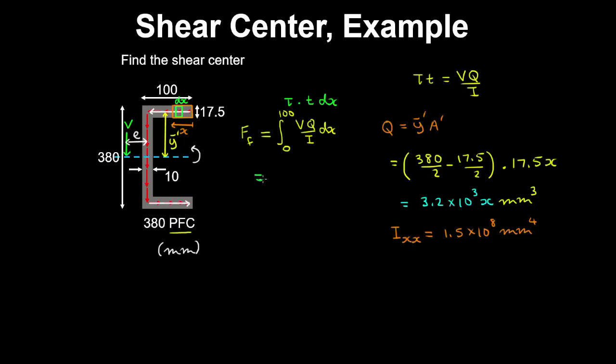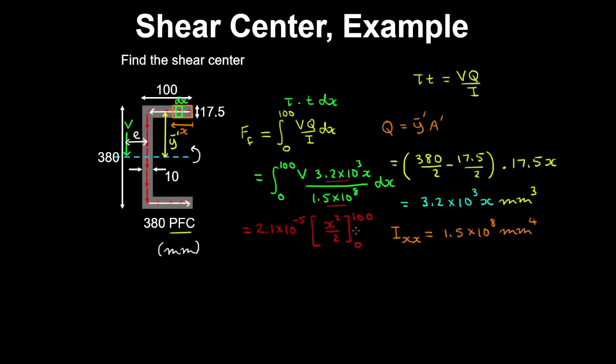And now if you substitute these values in this integral, so we're integrating from 0 to 100 of the shear force by Q on the second moment of area. And this is integrated over x. So if we divide these constants and take them out of the integral, we get 2.1 by 10 to the negative 5. And evaluating the integral, we have x squared on 2, evaluated from 0 to 100. So this gives 0.11 V.